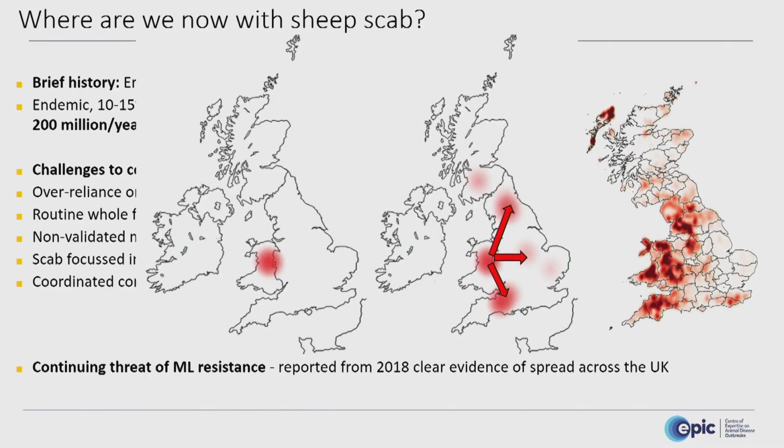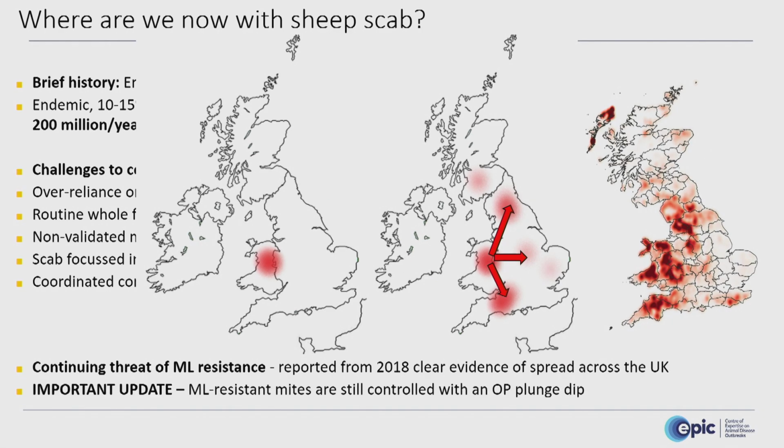There is a threat of resistance to those injectables. We reported it back in 2018, and there's now clear evidence of spread of those resistant populations across the UK. This was the first sort of lack of efficacy reports that we saw around the English-Welsh border region. When we look at the high confidence lack of efficacy reports, we can see that those are spreading across all of the UK. And we now have confirmed resistant mites in Northern Ireland as well. So that is a continuing problem and one we need to take into account when we're doing our treatments.